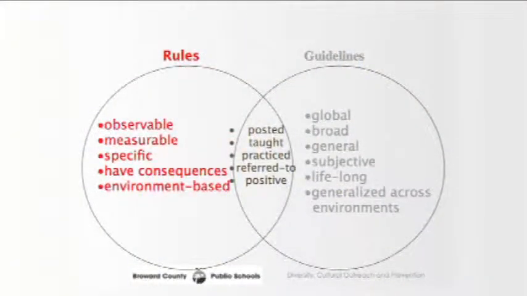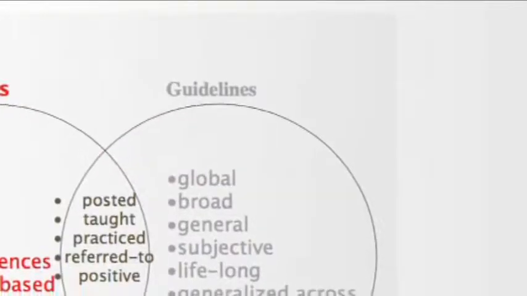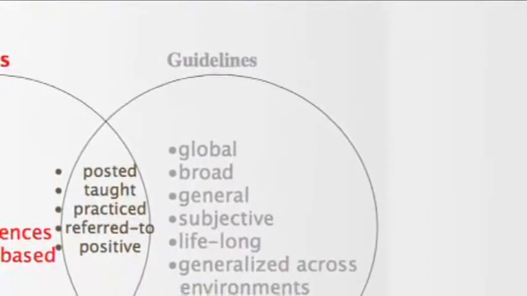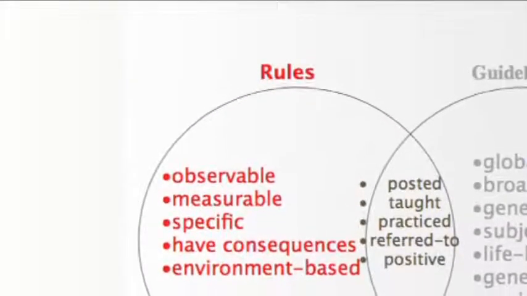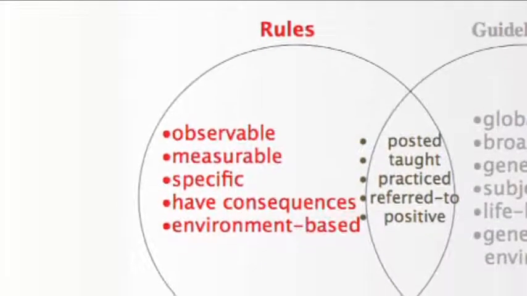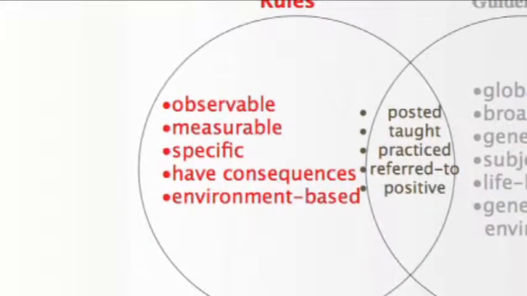You can see by this chart that rules and guidelines share some of the same characteristics, but they are also very different. Guidelines are general positive statements about attitudes, traits, and behaviors, while rules are specific behavior statements that all students are expected to follow.